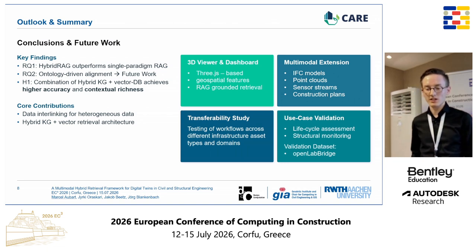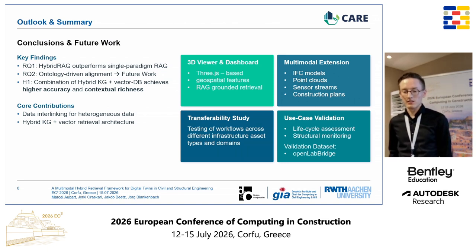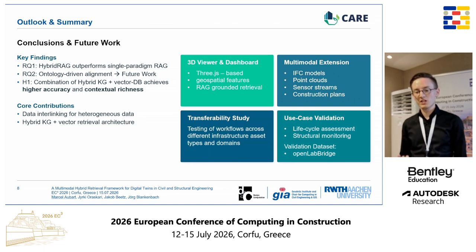And as an outlook, our key findings are that the hybrid RAG outperforms both single paradigm approaches, and that we sadly didn't get to the ontology-driven alignment at that point, since we used Neo4j, which is a property graph underneath. We didn't even use ontologies by definition. We can also say that our hypothesis is true, that the hybrid knowledge graph plus vector database excels at heterogeneous data in our case. And the core contribution is that we interlinked those 3 sorts of data.